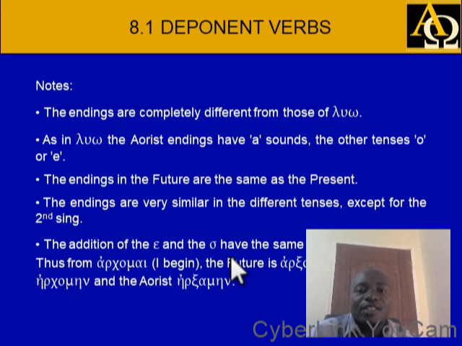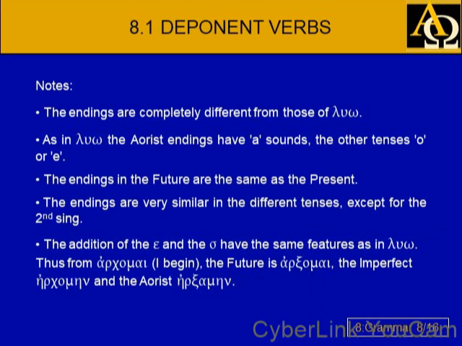The endings are very similar in the different tenses, except for the second singular. The addition of epsilon and sigma have the same features as in luo. Thus, arkomai, I begin, and future is arksomai, the imperfect erkomen, and the aorist erksamen. Okay, so endings are the same.